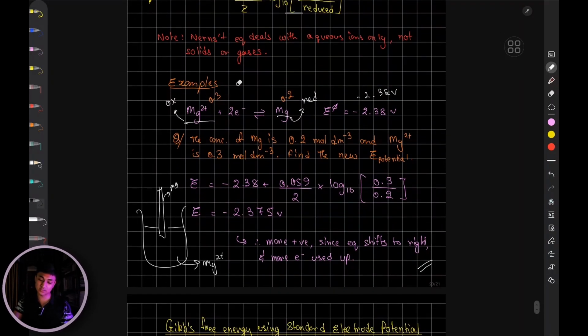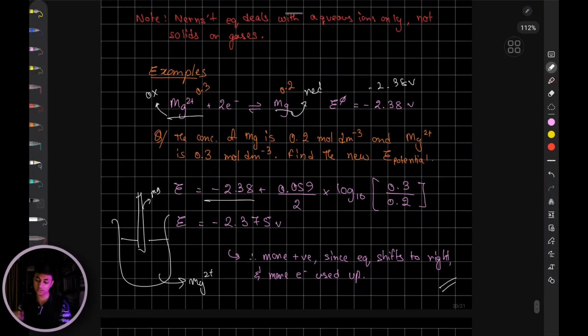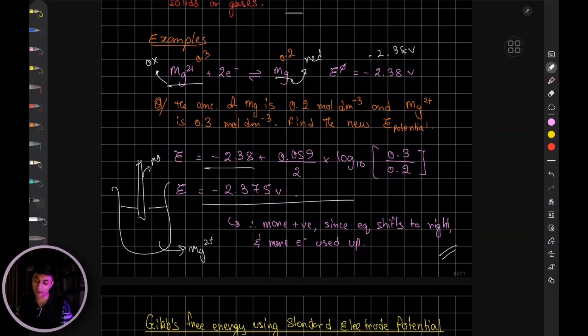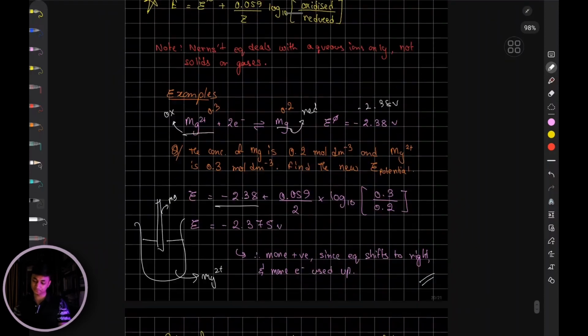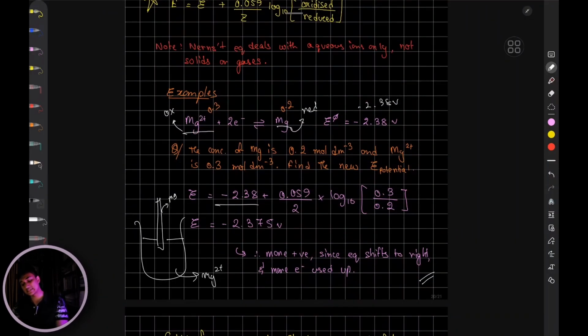Now, under these conditions, such that your concentration has changed to 0.3 mole per dm cube and 0.2 mole per dm cube, respectively, what is the change to electrode potential? That is your half cell electrode potential. So your electrode potential is going to be your E naught, that is electrode potential under standard conditions, plus 0.059 divided by transfer of electrons, that is 2, times log base 10 of oxidized species concentration divided by reduced species concentration. So now if you simplify all of this, you're going to get minus 2.375 volt, right? The change is small but significant. So this is how you find out the change in electrode potential.